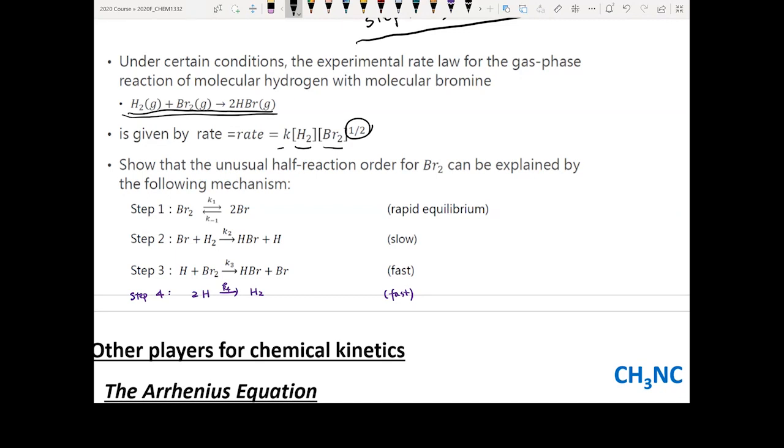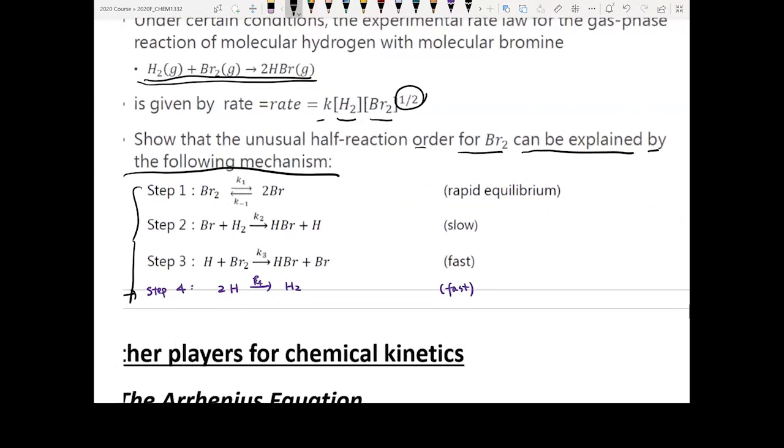Show that the unusual half reaction order of Br2 can be explained by the following mechanism. So these are the mechanisms, okay? There are 4 steps. Sorry, somehow when I printed it out, this step 4 disappeared. So please put it back on, okay? So remember the 4 steps we talked about.